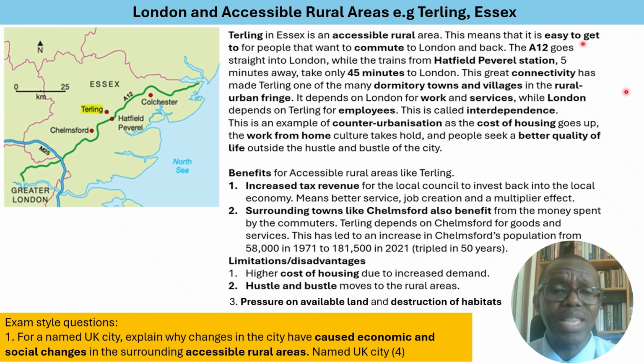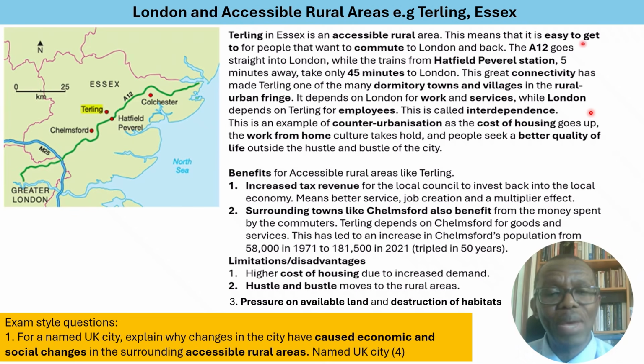Then the other thing that we need to mention here is that this is an example of counter-urbanization, where people are moving away from the inner city areas to the rural urban fringe. So they are moving to the countryside, so to speak, from urban areas. And this has obviously been caused by the increasing cost of housing in London, as well as the work from home culture. And the other thing that we could add to that is that people are seeking a better quality of life outside the hustle and bustle of the city.